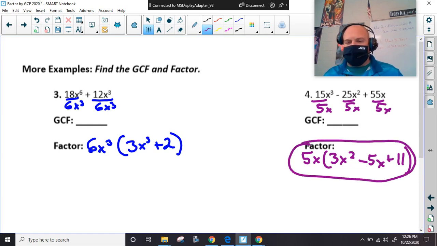Now, one thing I didn't go over is when you're done with the stuff in the parentheses, the greatest common factor of what's left in the parentheses should be 1. You shouldn't be able to divide out anything else but 1.